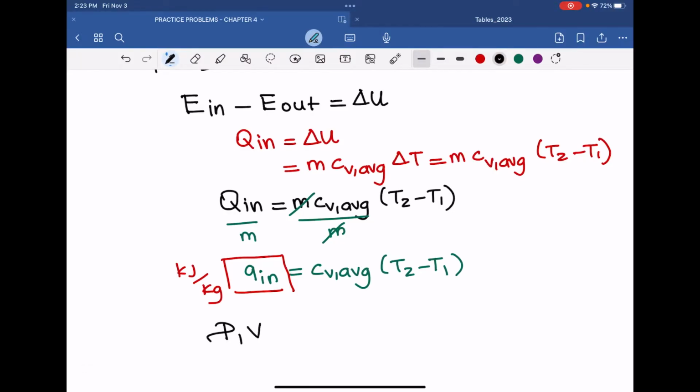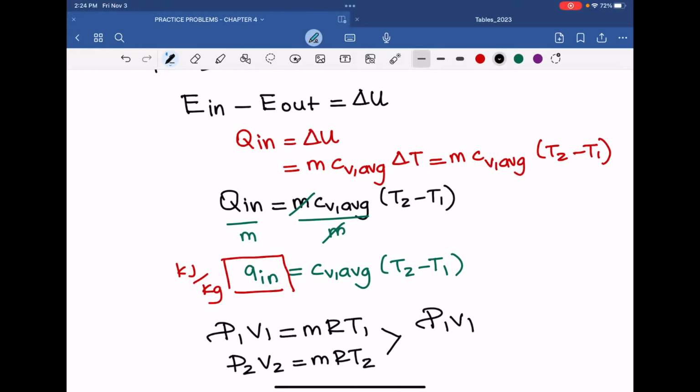So P1V1 is equal to MRT1 and P2V2 is MRT2. Now we know for sure M and R are the same for a closed system, so we can say P1V1 over T1 is equal to P2V2 over T2. We also know that this is a rigid tank, so the volumes cancel out. And now P1 over T1 is equal to P2 over T2.